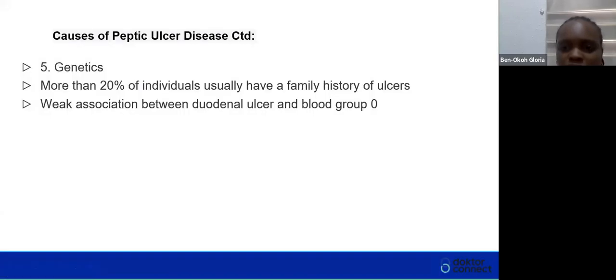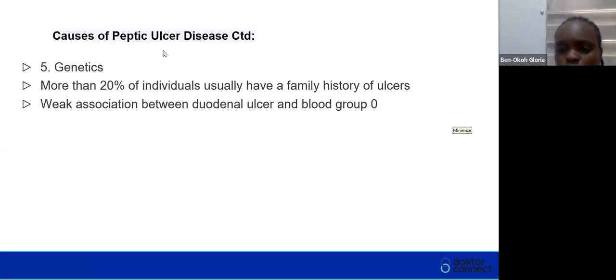The other thing I'll talk about is genetics. It has been shown that about 20% of individuals who have ulcers also have a family history of ulcer, either their mom, dad, sibling, and so on. And this other one, I just kept for information's sake. You know how we have different blood groups: A, B, AB, and O. A weak association has been found between people having blood group O and duodenal ulcers.